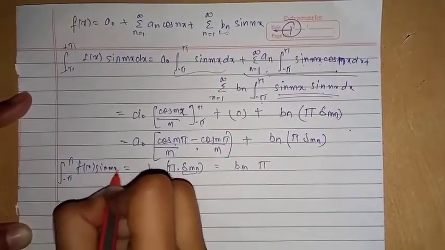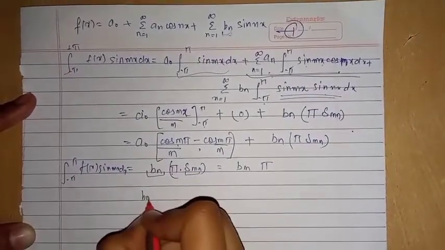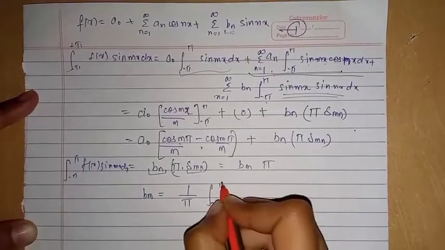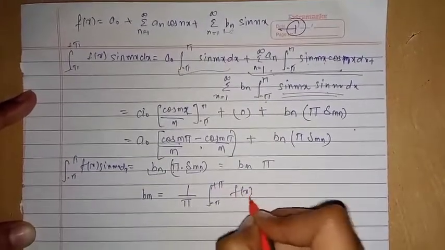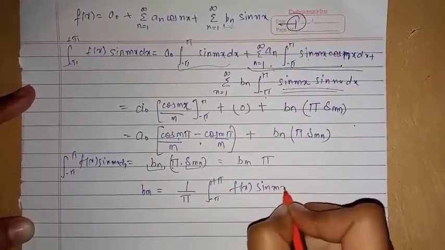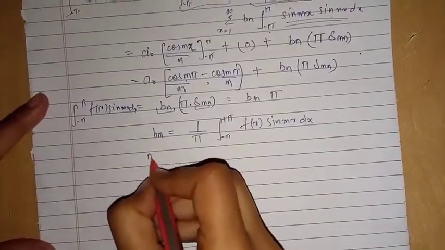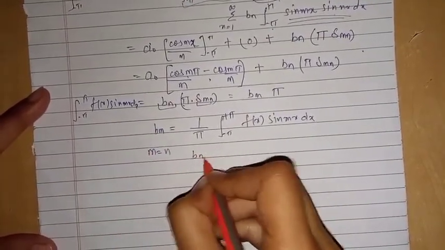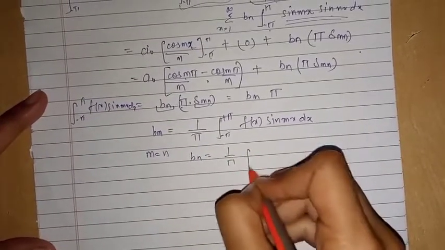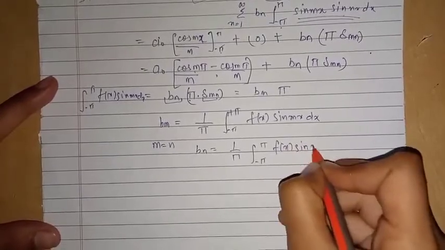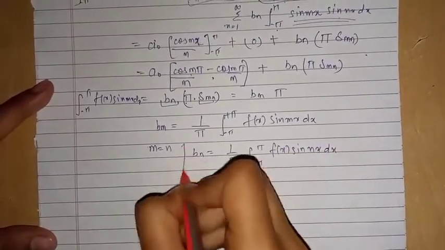So we will get the value of bm from here, that is 1 upon pi, minus pi to plus pi fx sin mx dx. Now we will replace m with n, put m equal to n, so we will get bn equal to 1 upon pi, minus pi to plus pi fx sin nx dx. So this is the value of bn.